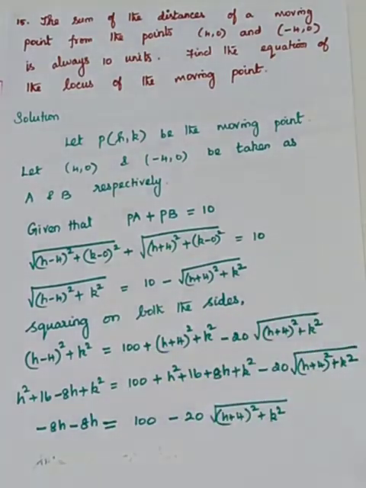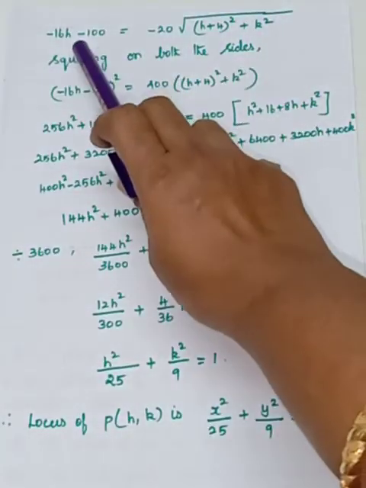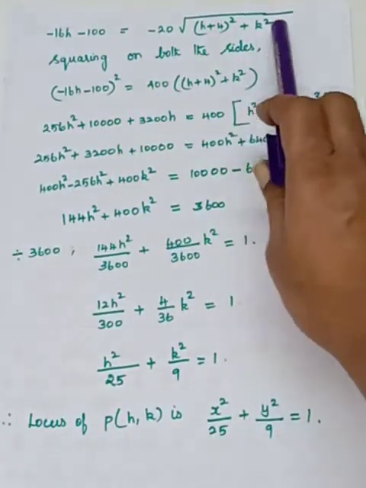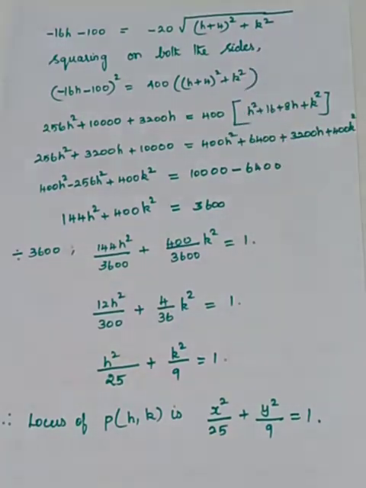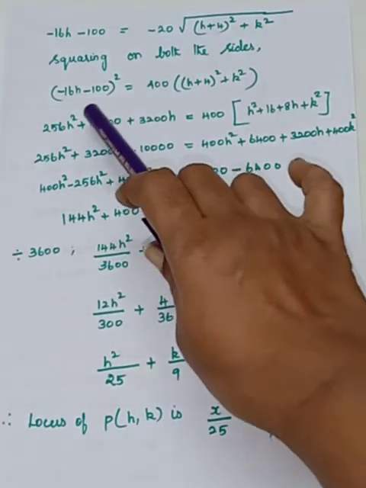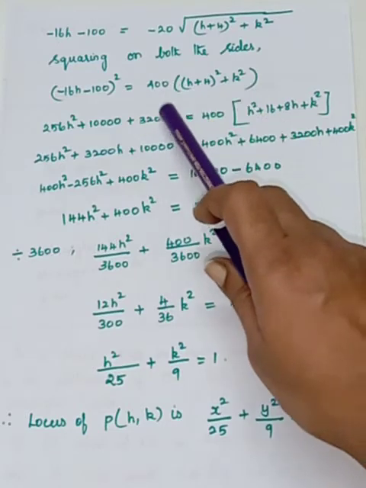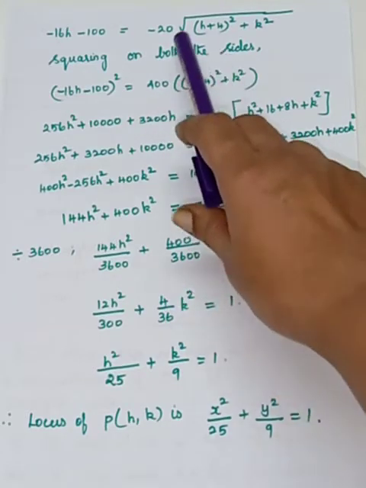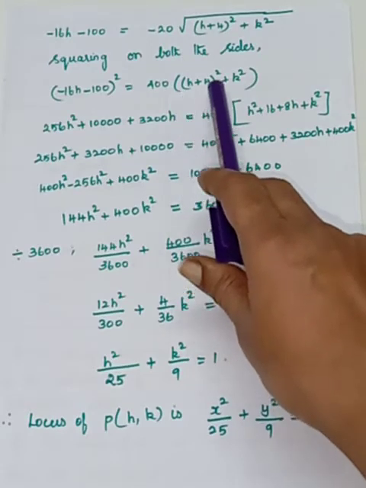Bring this 100 to the other side. So it is minus 8H, what is it? Minus 16H minus 100 is equal to minus 20 into this. This side you are having square root. So what you have to do? Again you have to square on both the sides. So minus 16H minus 100 the whole square is equal to, if you square minus 20 the whole square is 400. If you square the square root, both get cancelled, you will get H plus 4 the whole square plus K square.